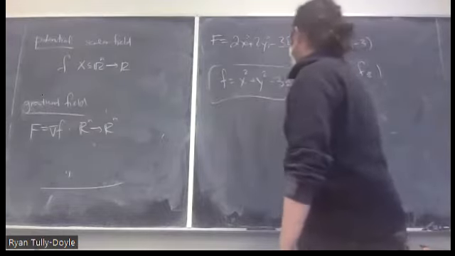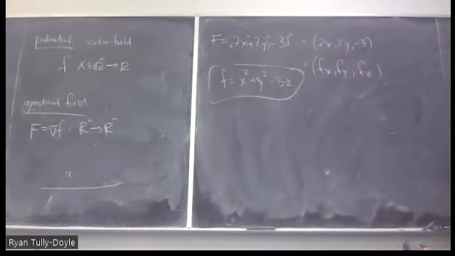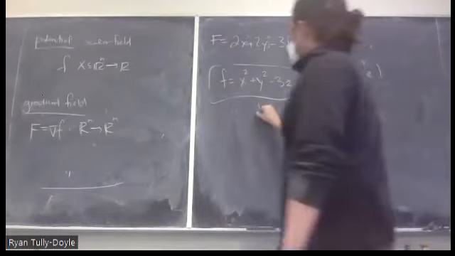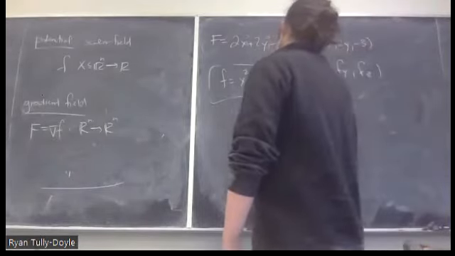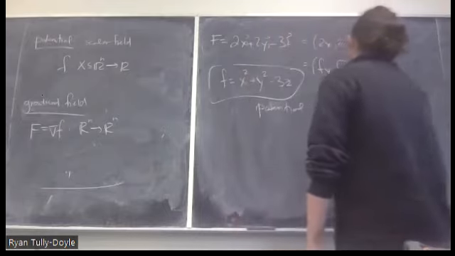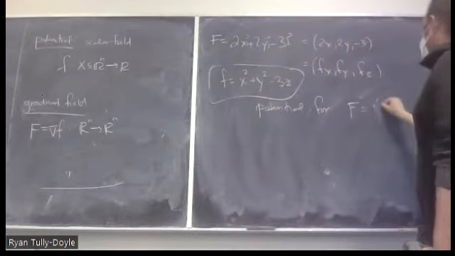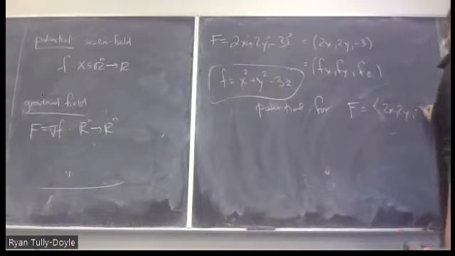Okay, so as soon as you write that down, you've exhibited that f is a gradient field because you found the function that it's the derivative of. Right? So this is the potential for f, which is 2x, 2y, minus 3. And that means this is a gradient field.